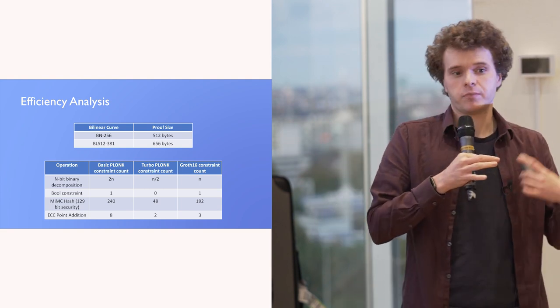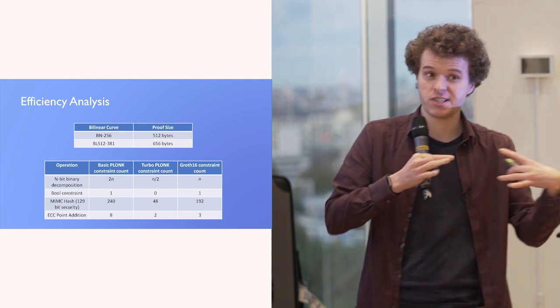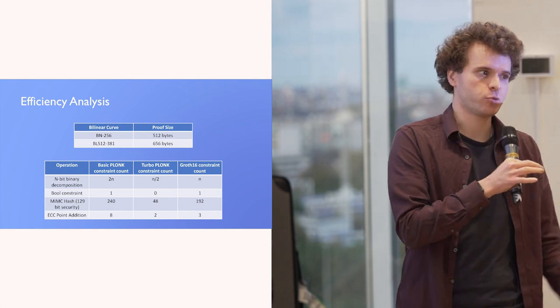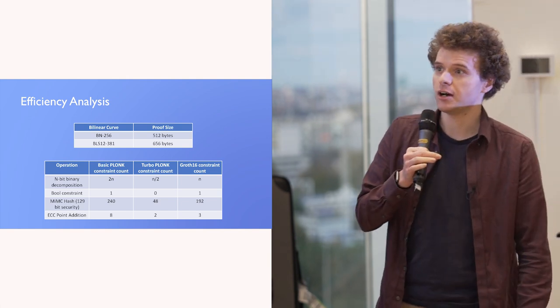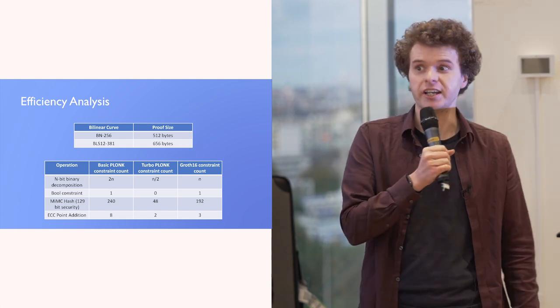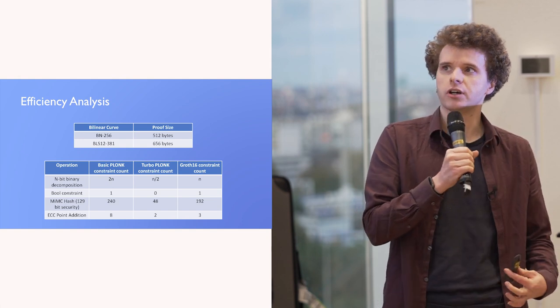For common things like binary decomposition, you actually have half the number of constraints than you have bits in your number. Booleans are free, so if you need a wire in your circuit to be 1 or 0, you get that for free. MiMC hashes at the 129-bit security level can be done in 48 gates only, and you can do an entire elliptic curve point addition in two constraints.